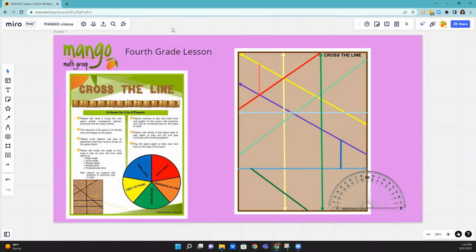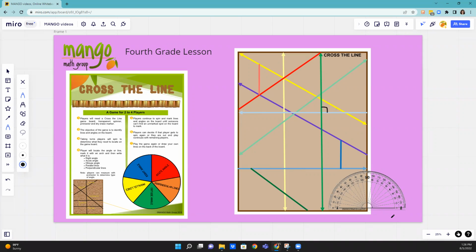So what the students will do is they will spin the spinner and it will land on a type of angle or line, and then they have to find it on the board. So let's say they did right angle and they need to find a right angle on the board. So right here is a right angle, and they can mark it.